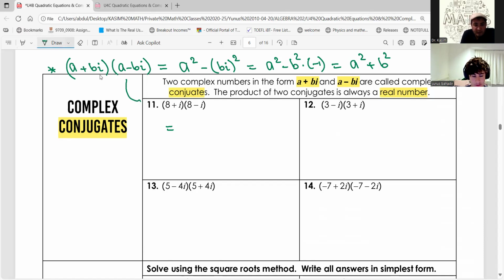Here we have a plus bi, a minus bi. But in our case, it is a plus 1 times i, right? And a minus 1 times i, right? And what is a here? It is a. What is 1? It is b. So this should be equal to a squared plus 1 squared.